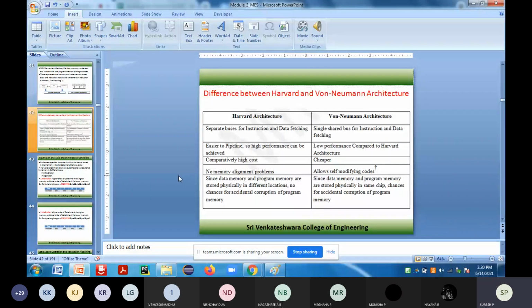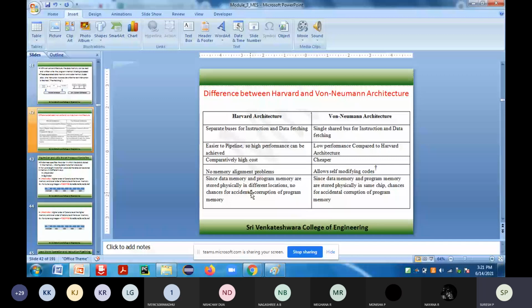In the Harvard architecture, no memory alignment problems will be there, since the memory alignment is fixed. Whereas in the Von Neumann architecture, it depends upon the code or the instructions which you are going to use. Since data memory and program memory are physically different locations, stored in two different memories, there are no chances of accidental corruption of data in your program memory.